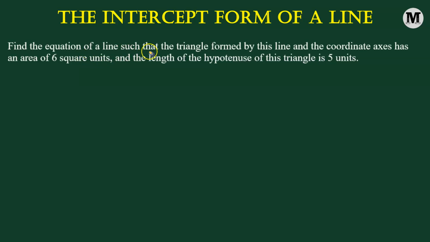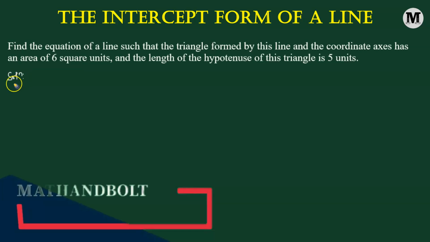Find the equation of a line such that the triangle formed by this line and the coordinate axis has an area of 6 square units and the length of the hypotenuse of this triangle is 5 units. Okay, let us begin. So first we'll try to understand it graphically.